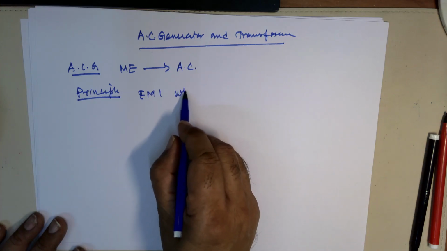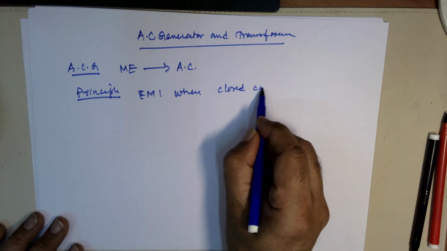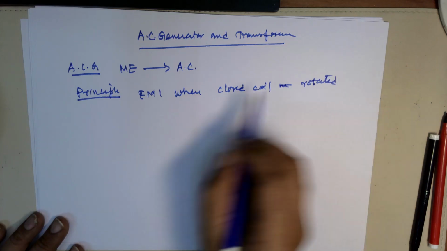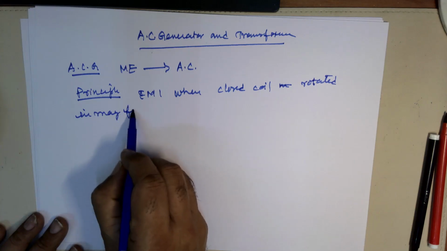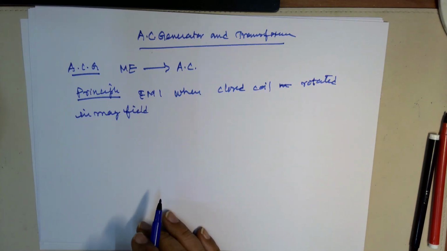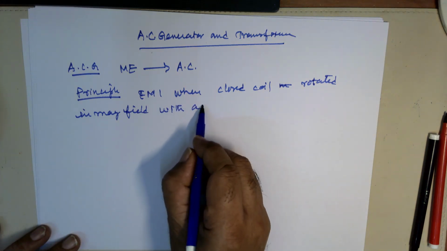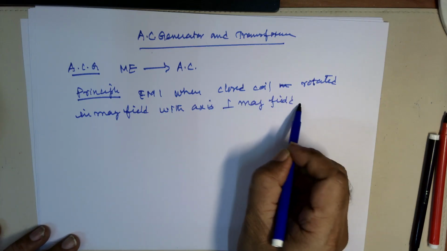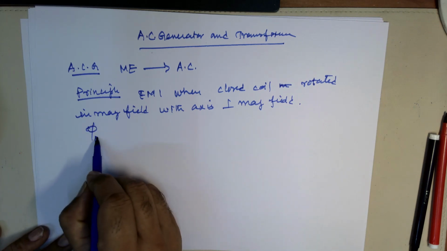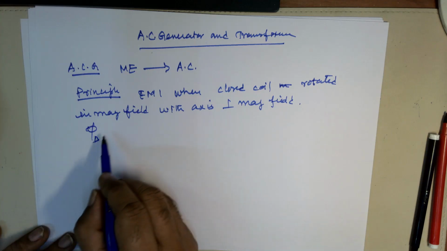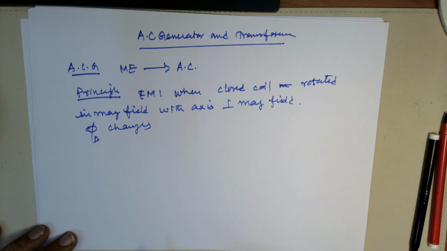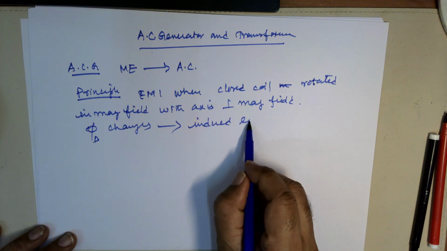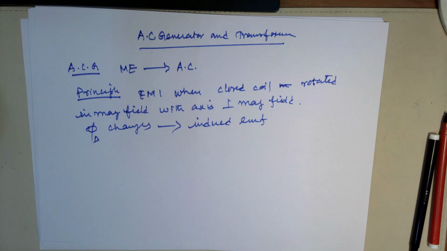When a closed coil is rotated in a uniform magnetic field with its axis perpendicular to the magnetic field, the magnetic flux linked with the coil changes, and hence an induced EMF is obtained. This is the concept.